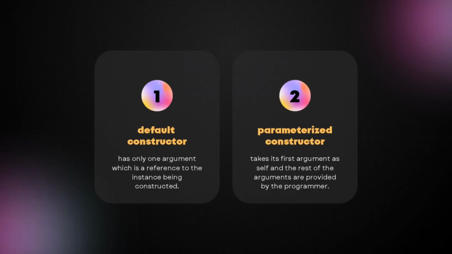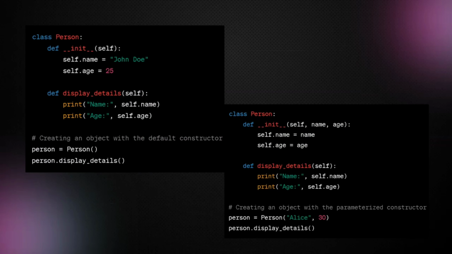But in the parameterized constructor, we have more than one argument. The first argument is self, and the rest of the arguments are provided by the programmer when instantiating an object. Now let's understand the difference between the two using an example. Overall, we are creating a class Person, and inside that we have two methods: init to initialize the attributes, and display detail, which will display the details of each object. Then finally we are creating an object person of the Person class, and using this object we will be calling the method display detail.